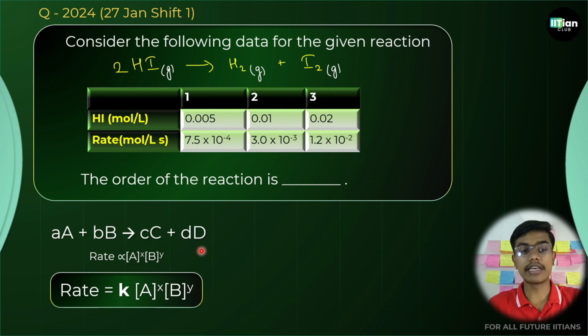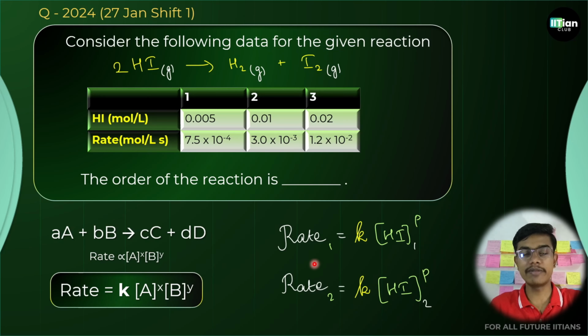We know that for a reaction like this, rate is given by k into concentrations to the power x and y. And they have asked us the order of reaction. Order of reaction is just the sum of x and y. So, if we find x and y, we'll be able to solve this question. We'll write the rate expression for this reaction as rate is equal to k into concentration of HI, the reactant. Here we have only one reactant, that is HI, raised to the power p.